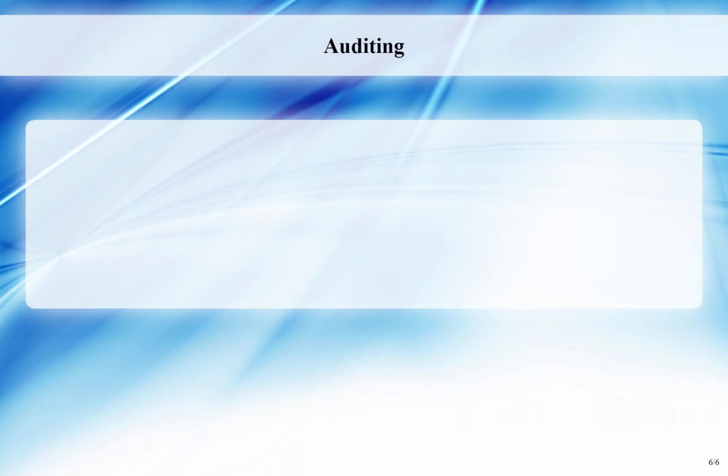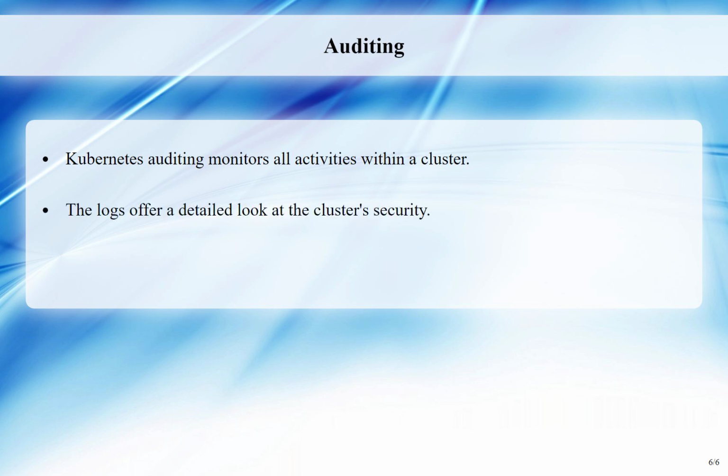Auditing. Kubernetes auditing records and tracks all activities in a cluster, including actions by users, applications using the Kubernetes API, and the control plane. These logs provide a comprehensive security overview of the cluster's operations. More information on auditing can be found in the provided link.